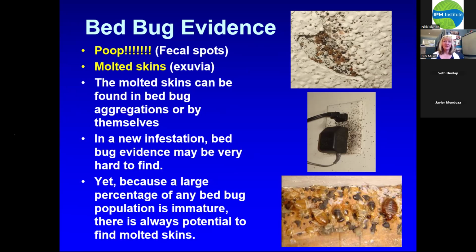Yet a lot of times you can run into the shed skins before you see anything else. I was on that Dateline show a long time ago now, probably 15 years ago or so, where they were taking me to different hotel rooms looking for bed bug evidence in New York City. And only in one hotel room did I find one shed skin.